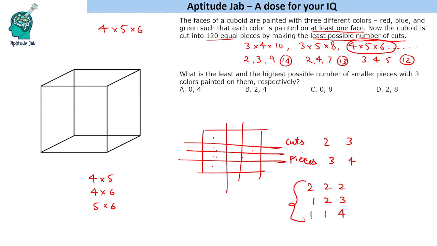You can have each color painted on two faces; or one color on one face, the second color on two faces, and the third on three faces; or one color each on one face and the third color on four faces. Now the first question is, what is the least and the highest possible number of smaller pieces with three colors painted on them respectively?